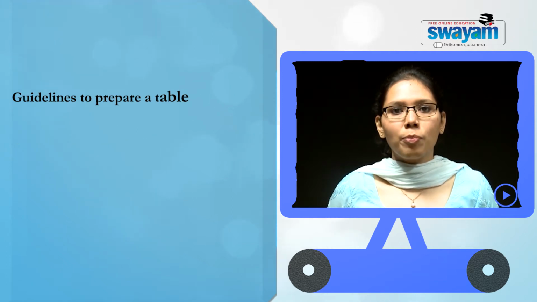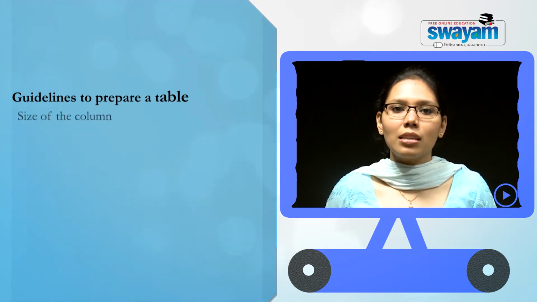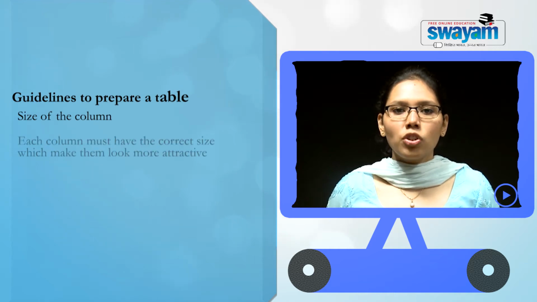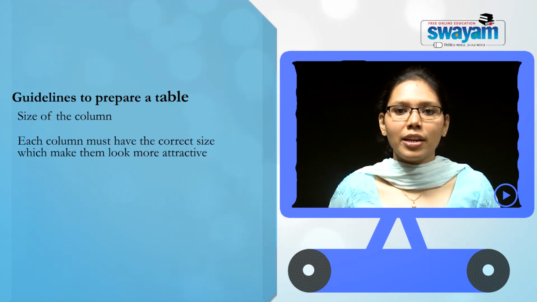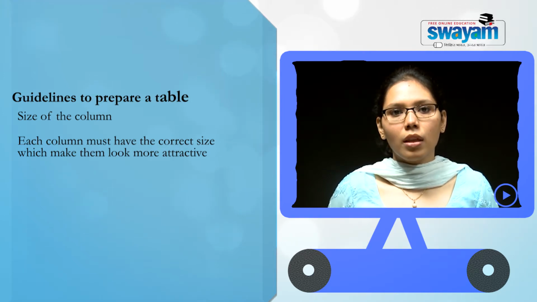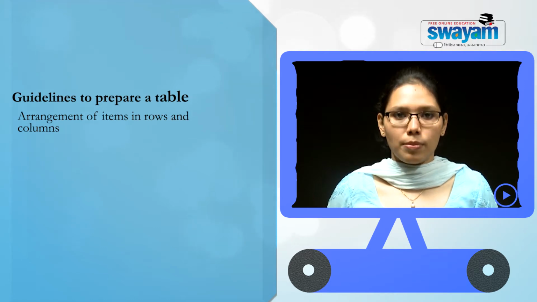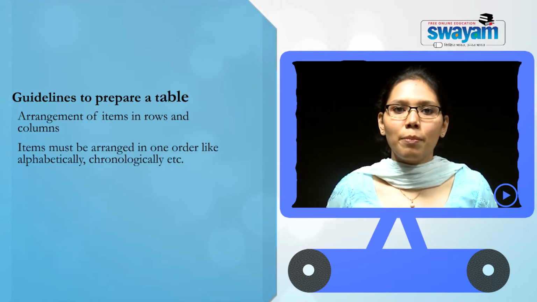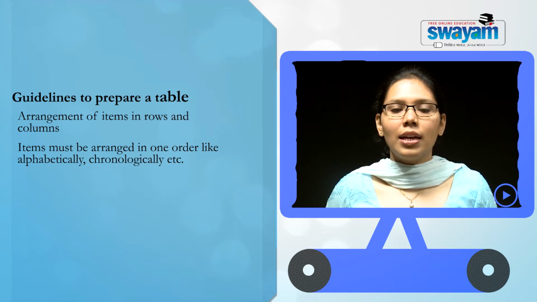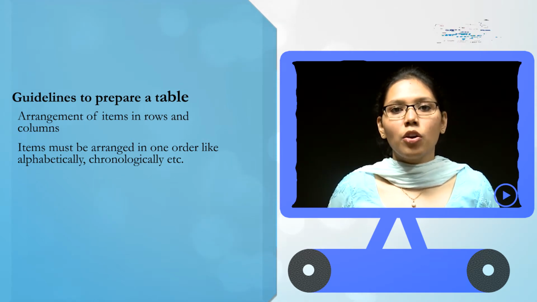Third guideline for preparing a table is the size of the column. Each column must have the correct size, which makes them look more attractive. Next, arrangement of items in rows and columns. Items must be arranged in one order, for example, alphabetically or chronologically.